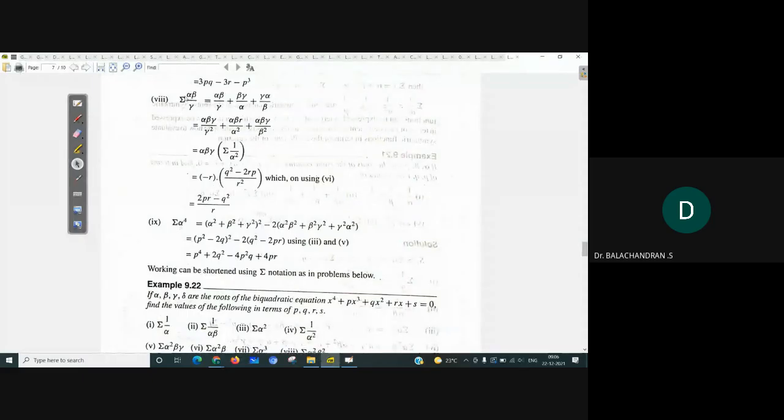This is the first problem I gave: summation alpha beta by gamma. The answer is 2pr minus q square by r. So this is the answer for the first problem. So either you can follow this method.